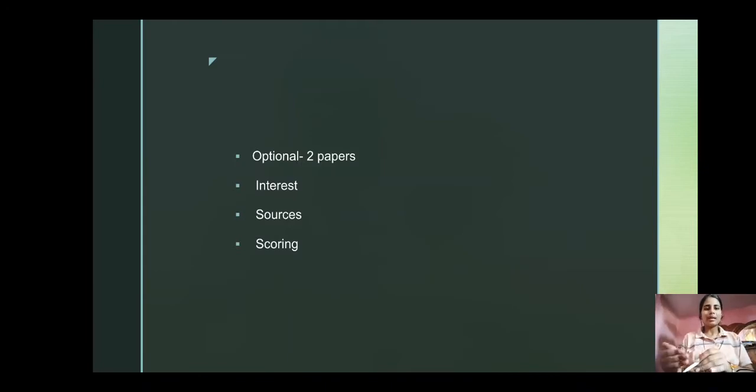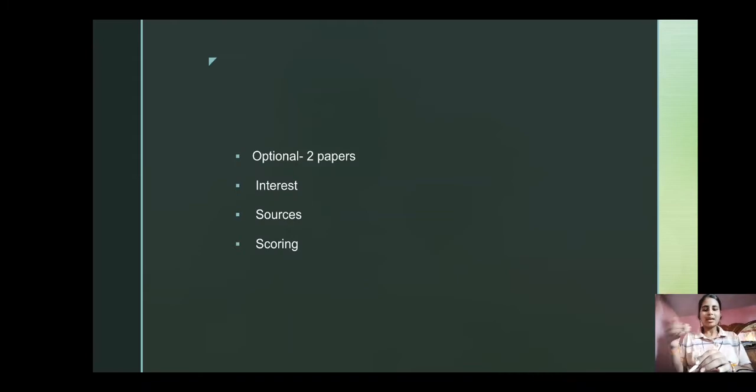Now, the first thing you need to take care of is your interest. You need not follow the trend which has been going on for many years. Select the subject which is of interest to you, which you feel is interesting and you can read for long hours. Because you have to give two papers, it's not like the GS paper where you study only the general part. No, optional is a more detailed, specific study. So you need to keep in mind your interest.